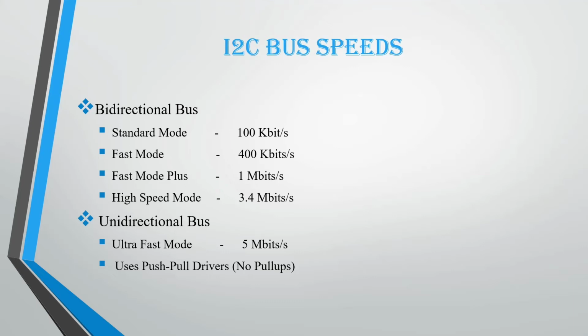Unidirectional bus. It can either only transmit or only receive data. It is available in ultra fast mode. Ultra fast mode runs with the speed 5 MB per second. It uses push-pull drivers.